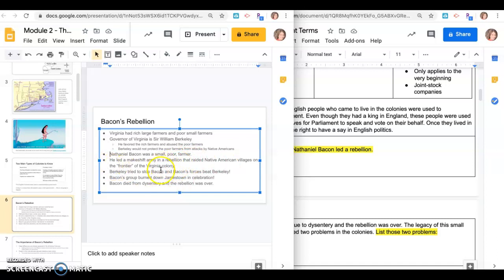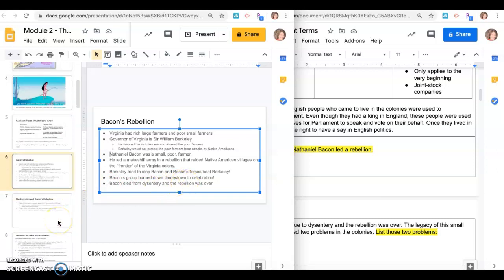Well, Berkeley tried to stop Bacon because Bacon was stirring up trouble, but Bacon's forces actually beat Berkeley's army, and then to celebrate, they went to the Jamestown settlement that was still there in Virginia and burned it to the ground. Now, Bacon died from dysentery, which is where you get a disease where you have diarrhea until you die. That's super fun. And when he died from dysentery, the rebellion was over.